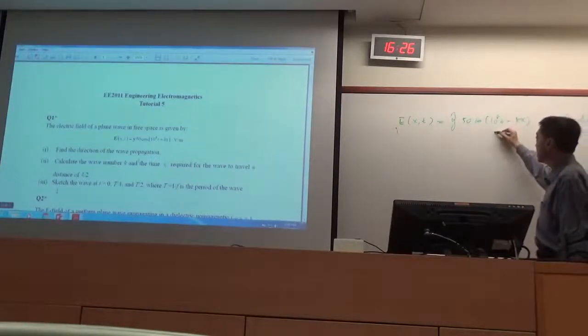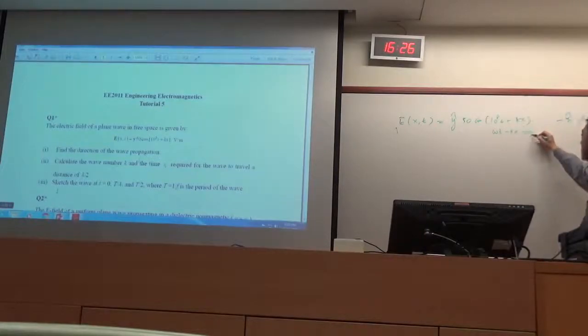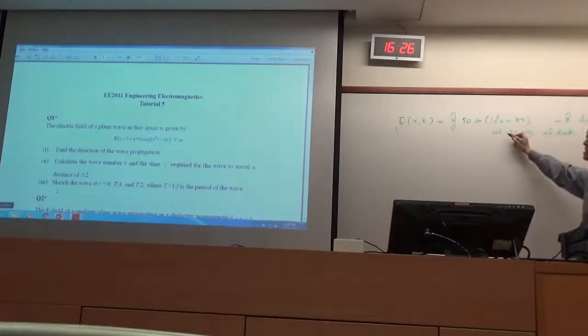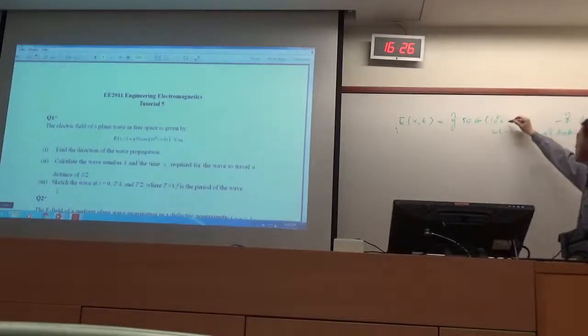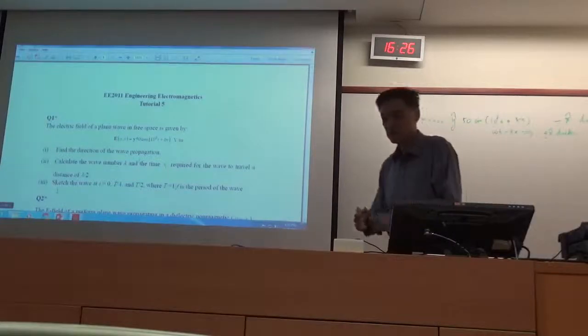Remember, cosine omega t minus kx means propagation in a plus x direction. If this is minus, it is propagating in the plus x direction; if it is plus, it is propagating in the minus x direction. Alright?